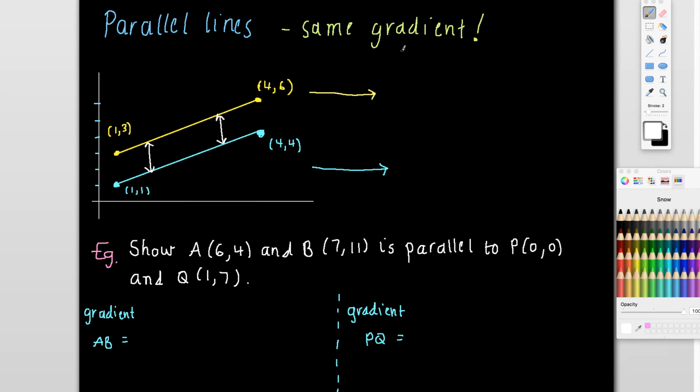We've just done a little bit of finding the gradient. For this first one, I'm just going to call the gradient m. So the gradient here would be 6 minus 3, the difference in the y's, over 4 minus 1, the difference in the x's. So I've got 3 over 3, that's a gradient of 1. For this one over here, the difference in the y values is 4 minus 1, and the difference in the x's is 4 minus 1. So of course we also get 3 over 3, which is 1. As you can see, the two parallel lines that I've drawn here have the same gradient.